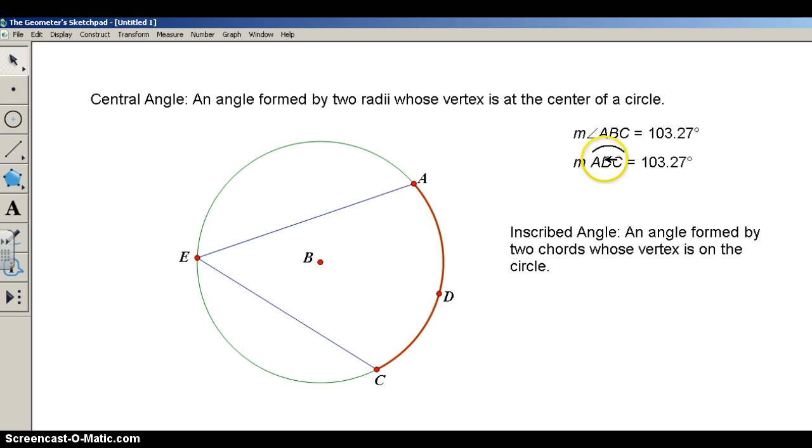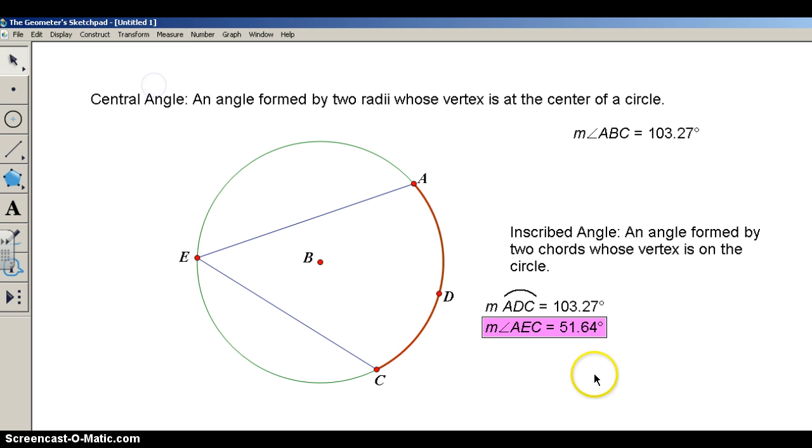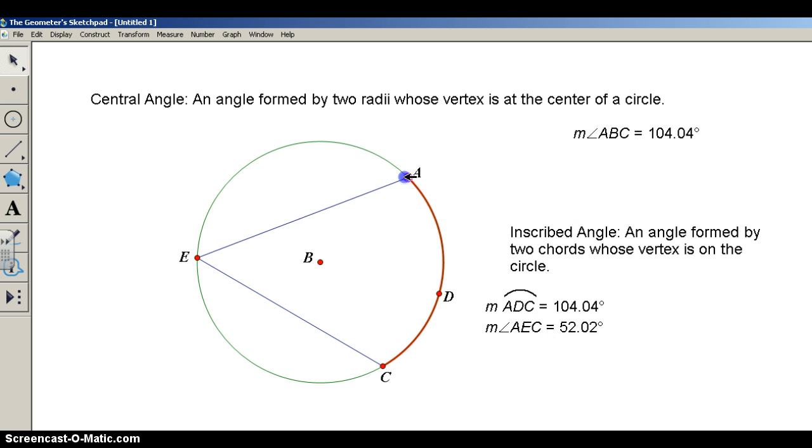Now, we already know that this arc is 103.27 degrees. Let's measure this inscribed angle and see how many degrees it is. 51.64. So that might be kind of hard to see the relationship. Let me move some of the... Oh, could you see there? What's the relationship between the arc and the angle measure? Hopefully you're seeing that the angle is half of the arc.